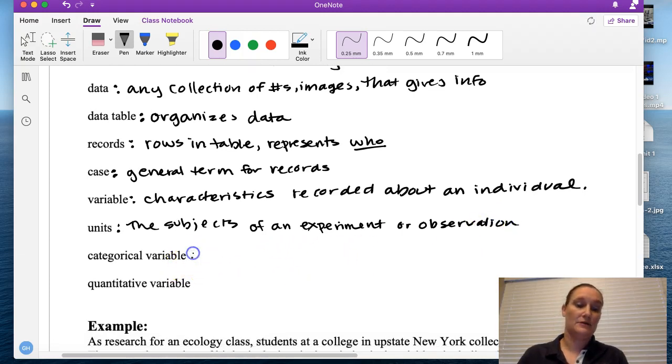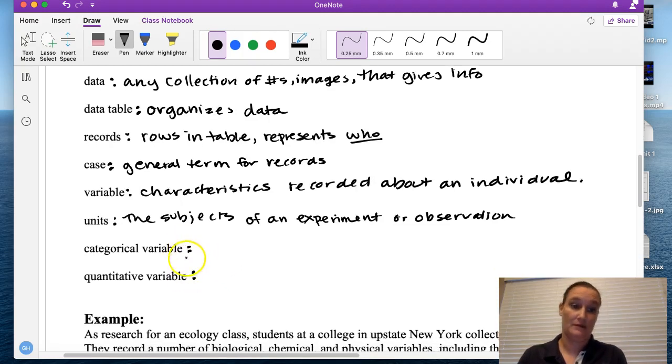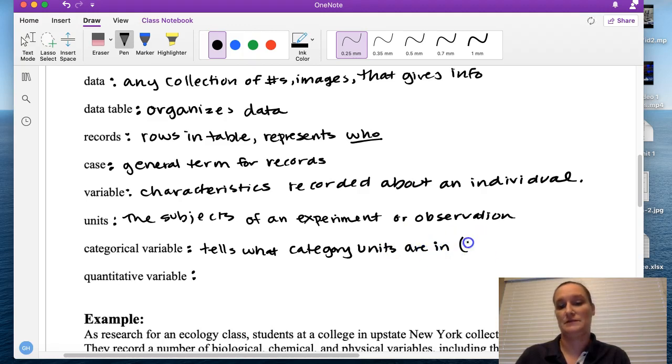And then categorical variable and quantitative variable. These are important. You've got to know what categorical and quantitative variables are. A categorical variable is a variable that tells what category the units, the subjects, are in. This is maybe more descriptive, non-numerical data.